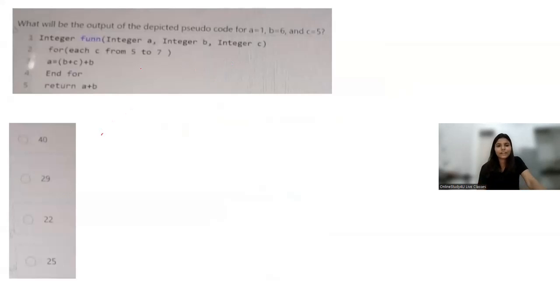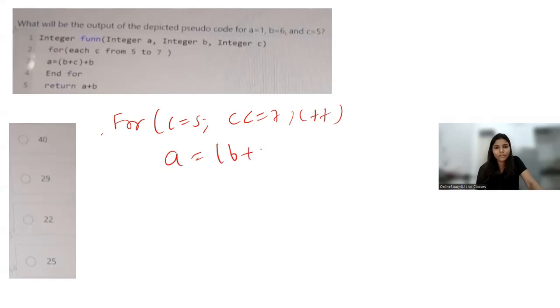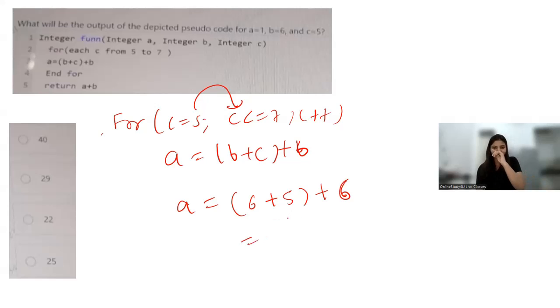Again, based on the same pattern. For C equals to 5 till it goes to 7, C plus plus. Then A assign B plus C plus B. Okay, now C is 5. The condition is true. We will come here. A value will become B plus C plus B. So B is 6. Sorry, it is B, not 6. So B is 6. Okay, now 6 plus 6 will become 12, plus 5, 17. So A is now 17, right?